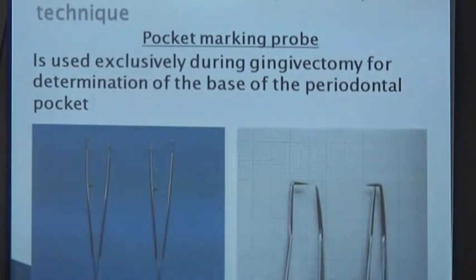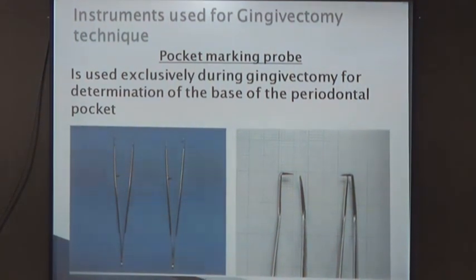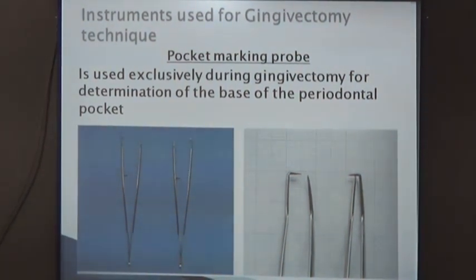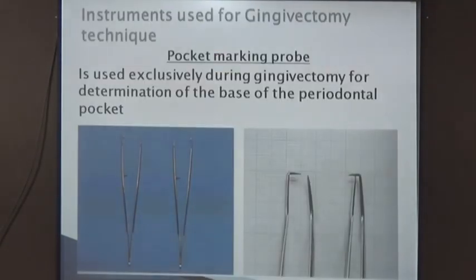So what is the instrument used for gingivectomy technique? Pocket marking probe. I already told you the name of the pocket marking probe is? Right. And here, see, it is used exclusively during gingivectomy for determination of the base of the periodontal pocket. Why? Because only the suprabony pocket can be marked over there. If it goes below, definitely the Crane-Kaplan pocket marker won't go below that. Okay?